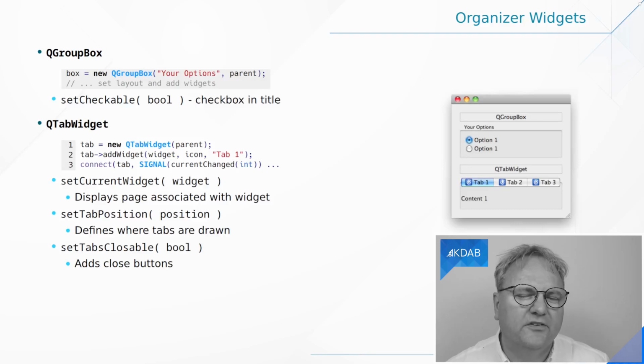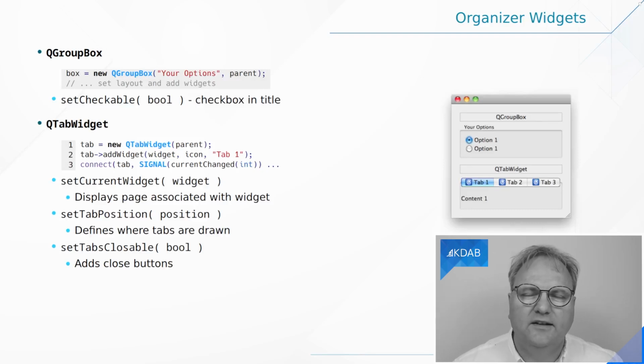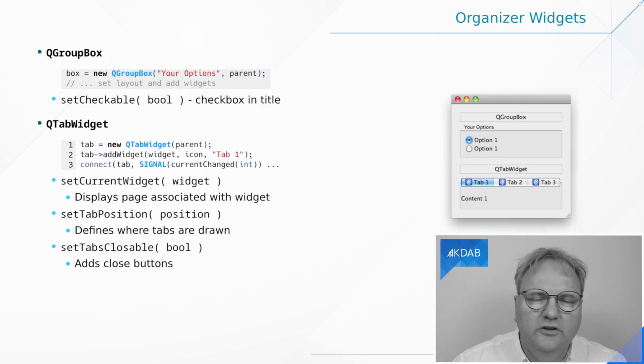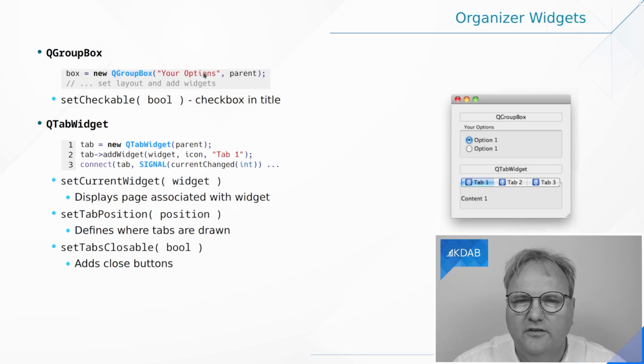So QGroupBox is the most simple of them. It's just a group of widgets that belongs together. There is a border or an indication of some sort that tells the user that they belong together. And it has a title at the top. The way you usually work with GroupBox is that you say new QGroupBox, specifying the title and a parent as before.